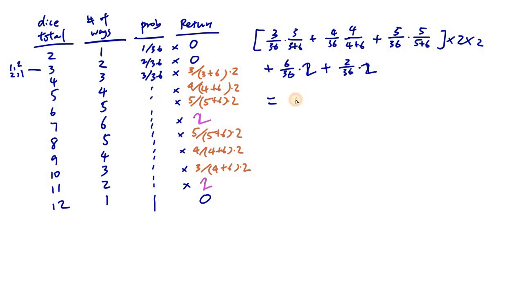And the final answer is about 0.98596. For every dollar we put in, we get back 0.98596. So if we take $1 minus the expected return, that's the money that the house is expected to make, which is 0.01414. So about 1.414%. And this is what we call the house edge.